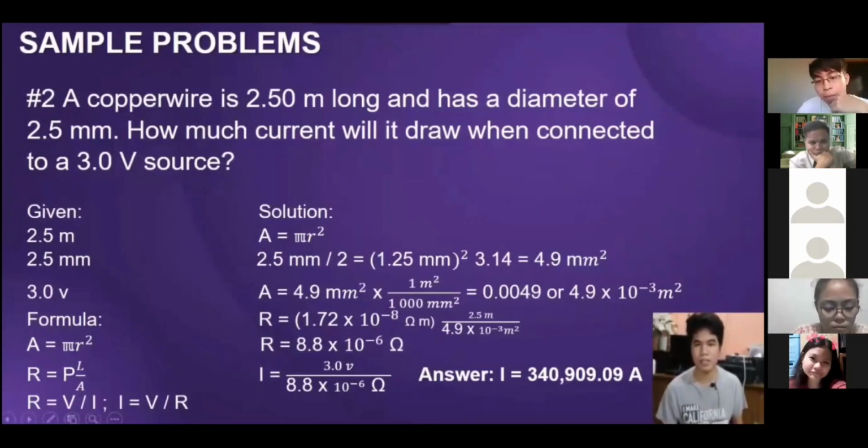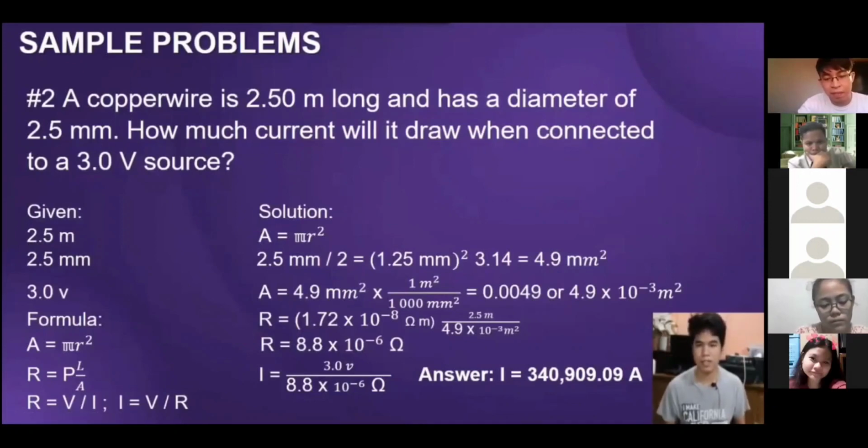Pero, ang kailangan dito sa solution is meters. So, i-convert natin ang 4.9 mm squared sa meters. 4.9 mm squared multiplied by 1 meter squared divided by 1,000,000 mm squared is equal to 0.0049 or 4.9 times 10 raised to negative 3 meters squared.